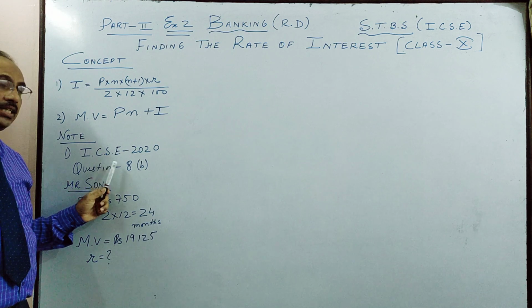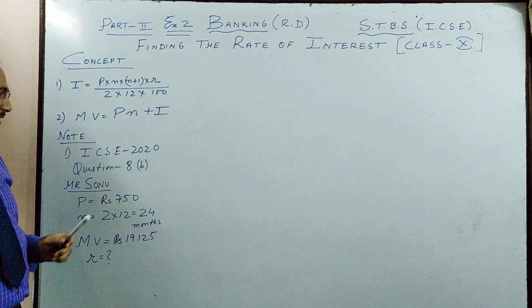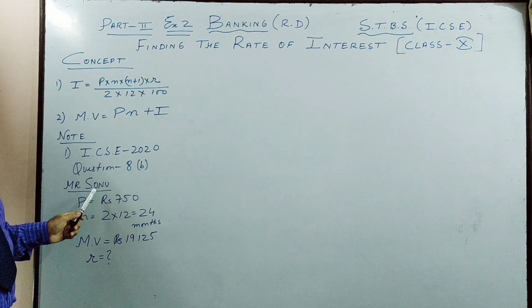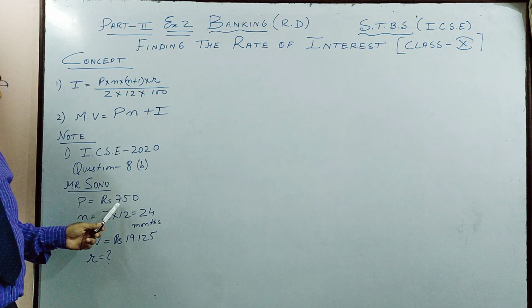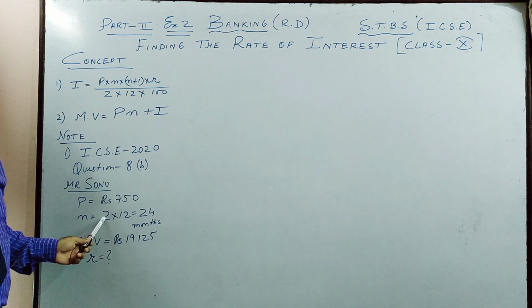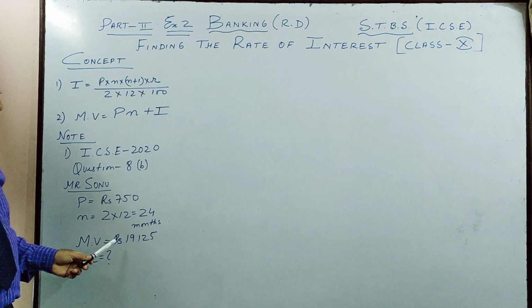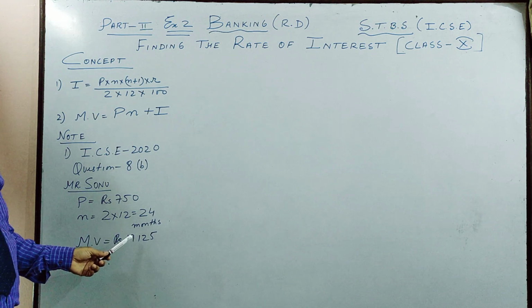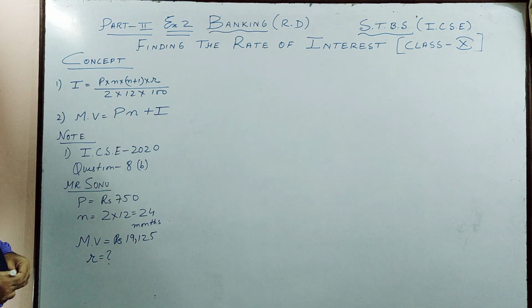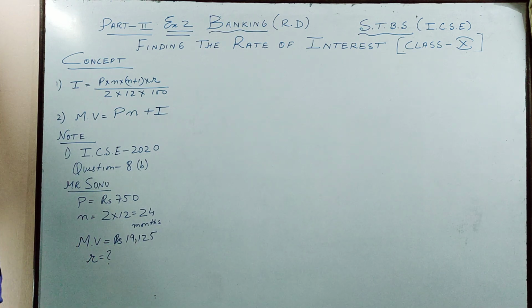I start with the very first question which came in ICSE this year 2020, question 8B of ICSE 2020, which says Mr. Sonu deposits 750 for 2 years. So always convert the year into months, and maturity value means at the end of 2 years he gets 19,125. So the question is asking what is the rate of interest.